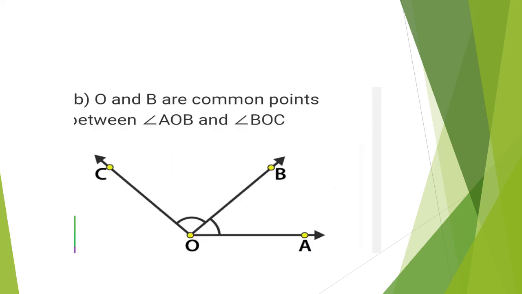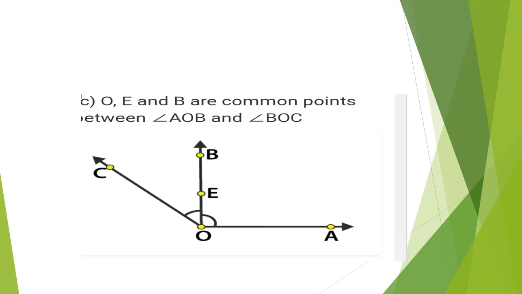Question B. 2 points in common. So this is the diagram. Here angle AOB and angle BOC are two angles. They have two common points O and B. O and B are two common points between angle AOB and angle BOC.